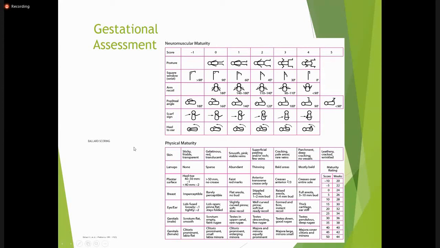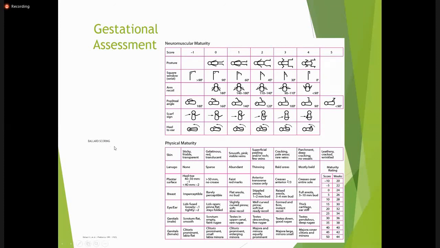In cases of preterm babies, the genitalia are not well formed, and the eyes and ears are also not well formed. The breasts are very imperceptible, and so these physical signs are very helpful in maturity rating. So I hope that you understand the basic concept of the gestational assessment in newborns.